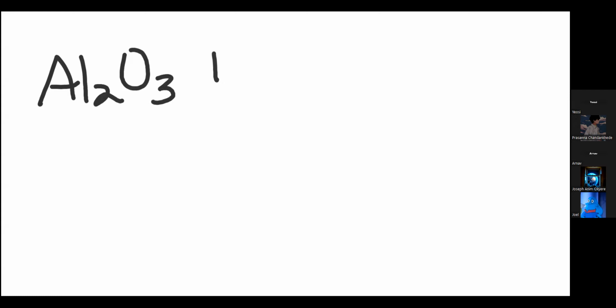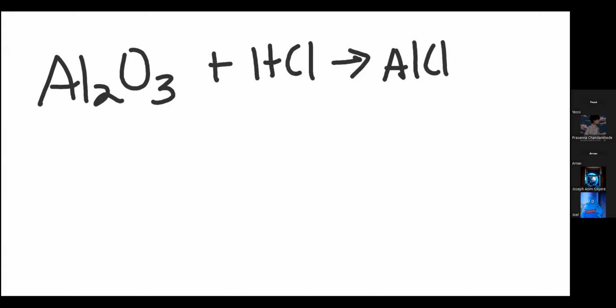aluminium oxide reacts with hydrochloric acid to give you aluminium chloride plus water. Who is balanced? Prasanna, balance this for me. You are just there, you are recording this thing. Okay, sure. Let me write it down and balance. Inshra, you also balance. Inshra, we'll check whether Prasanna's answer is correct.